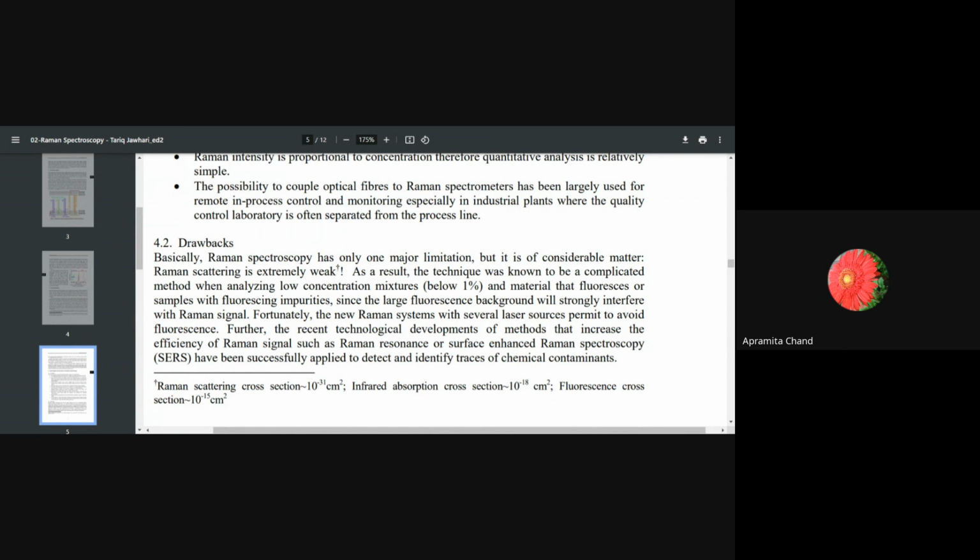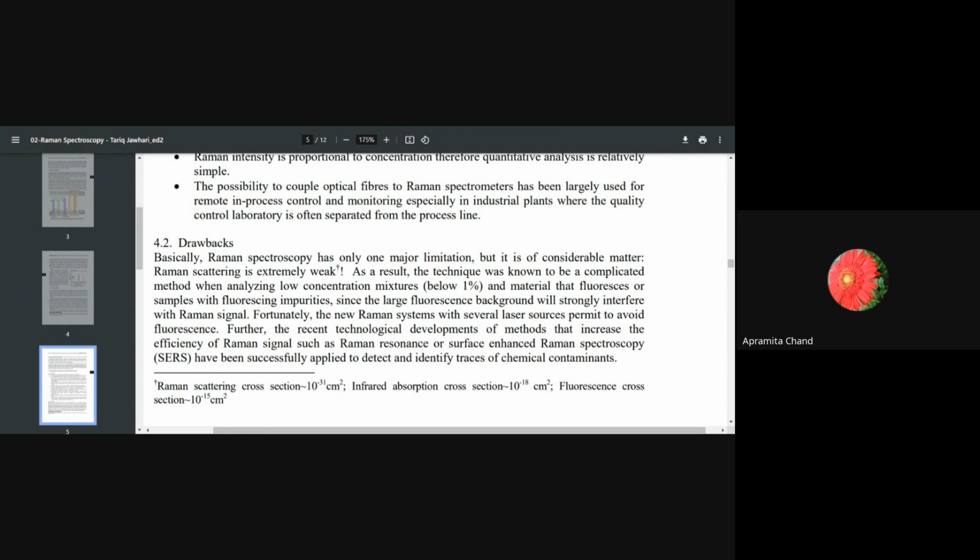Also, if you have any material that will fluoresce, or any samples that have fluorescent impurities, it will strongly interfere with the Raman signal. So Raman ka ek hi dushman hai, and that is your fluorescence. Anything that has fluorescence will interfere with the Raman signal, and because the Raman signal is weak, it will not show the proper result. So now we have several laser sources where even if there is any fluorescence impurity, its signal will not show.